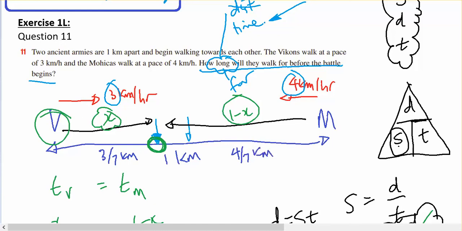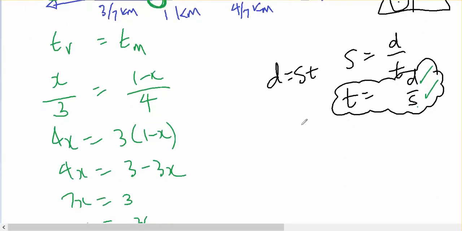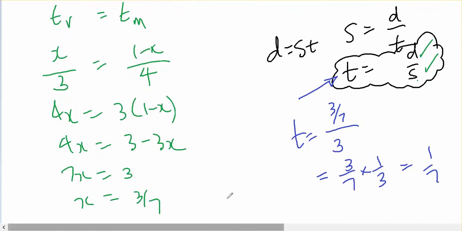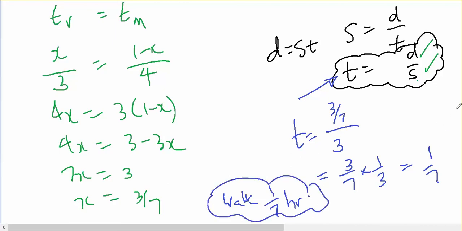And then I can use my time. The time's going to be 3/7 of a kilometre divided by 3 kilometres per hour, which is 3 on 7 times 1 on 3, which is 1 on 7. So both of them walk 1/7 of an hour. Then they will meet and then they will fight.